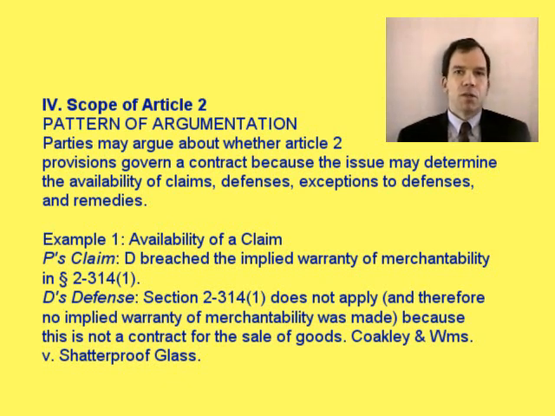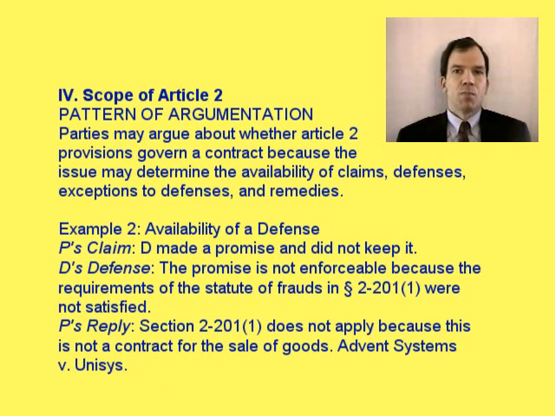A second example involves the availability of a defense. Suppose the plaintiff claims that the defendant made a promise and didn't keep it. The defendant's defense in our hypothetical is that the promise is not enforceable because the requirements of the statute of frauds in Section 2-201 are not satisfied. There's no writing, or it doesn't specify the quantity, or whatever else might be the problem. The plaintiff's reply might be, well, Section 2-201 does not apply because this is not a contract for the sale of goods. Therefore, there is no writing requirement or signature requirement. That's the argument that was presented in the Advent Systems v. Unisys case.